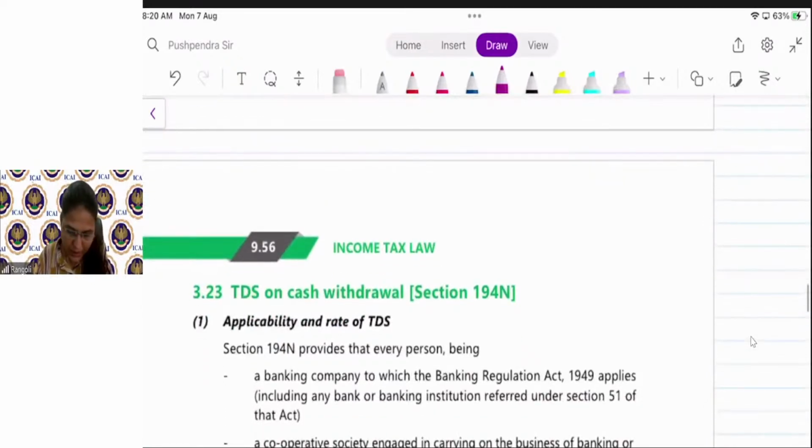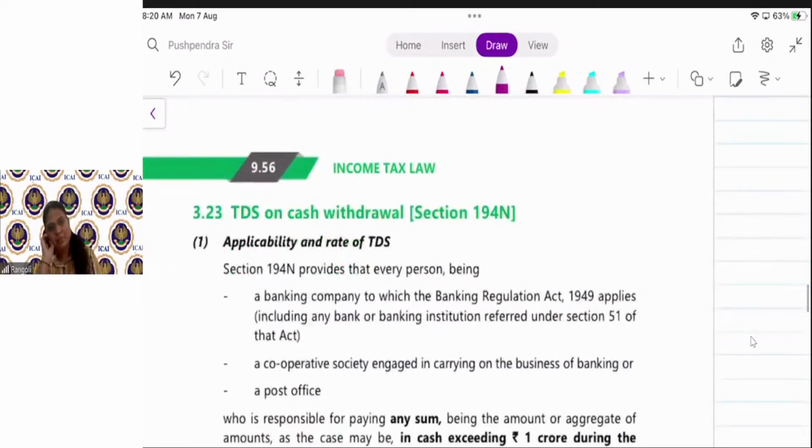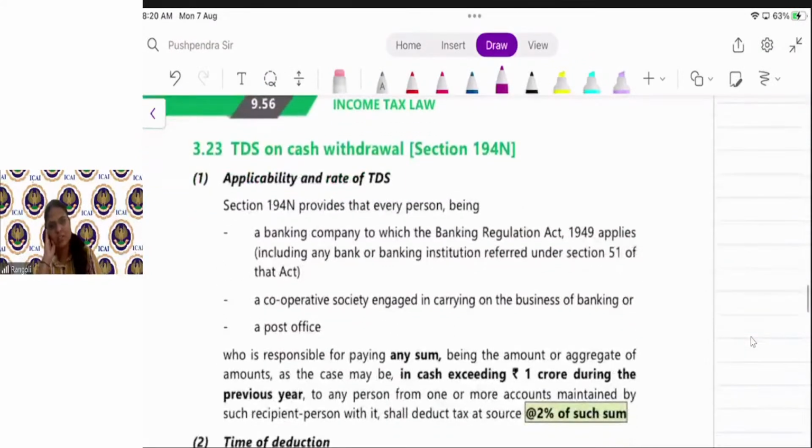From the payer's point of view, TDS is required to be deducted by the payer only. So we need to check turnover and everything from the payer's perspective only, na?